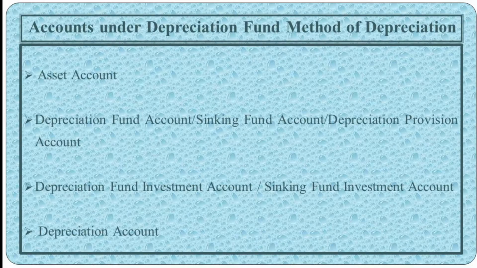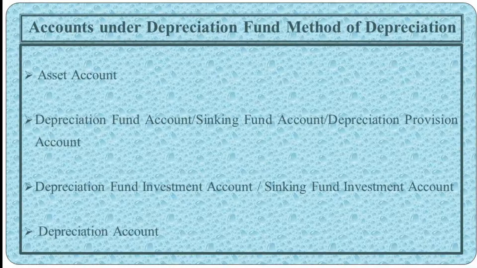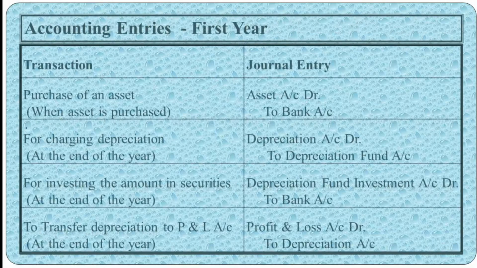Four accounts opened under depreciation fund method are asset account, depreciation fund account, also called as sinking fund account, or it is also referred to as depreciation provision account, depreciation fund investment account, also called as sinking fund investment account, and depreciation account. The journal entries recorded under depreciation fund method can be enumerated as follows.